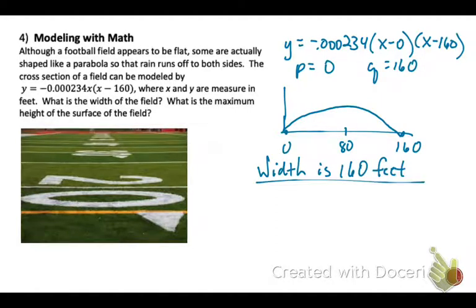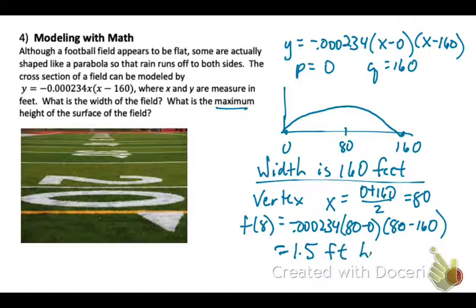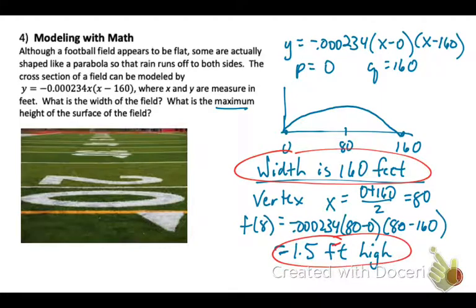Now to find the maximum height, whenever you see maximum or minimum with a quadratic, that means we're going to be looking at something with the vertex. So we'll find the x value of the vertex, and so that means that the maximum height of the field occurs 80 feet in, right in the middle. So we plug 80 in for x, and our y value is about 1.47 or 1.5 feet high. So it's just a slight rise, so that there's a very shallow parabolic shape, so that water will run off both sides of the field.